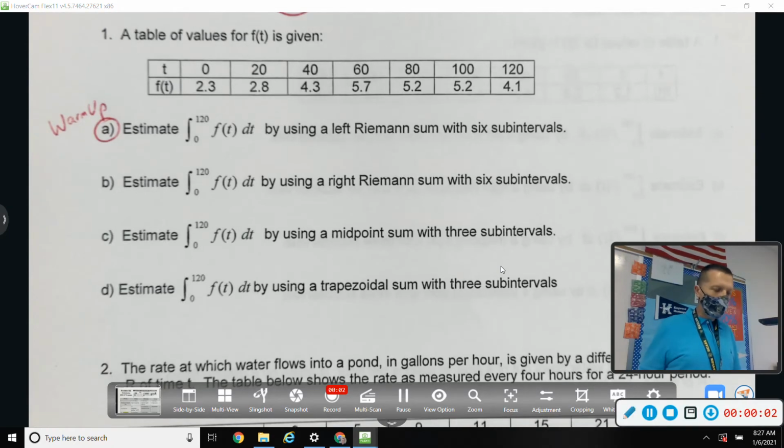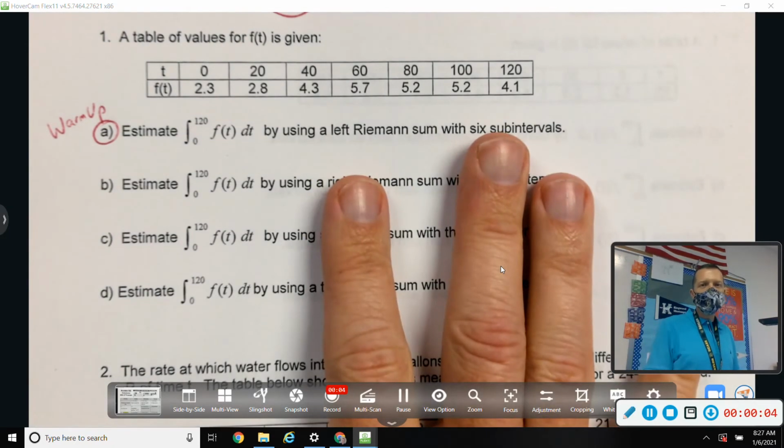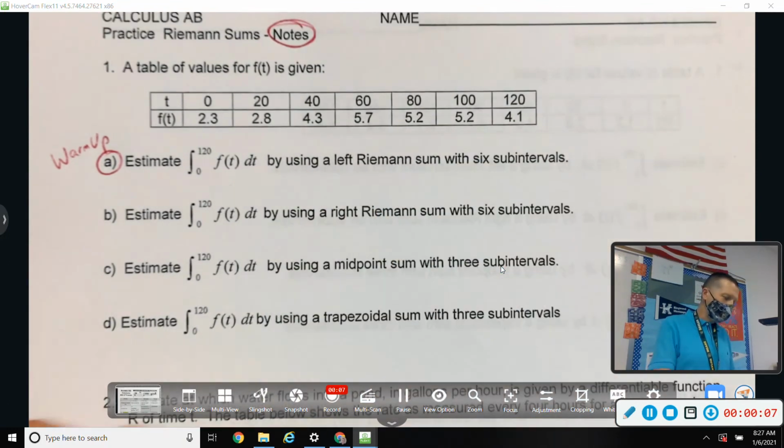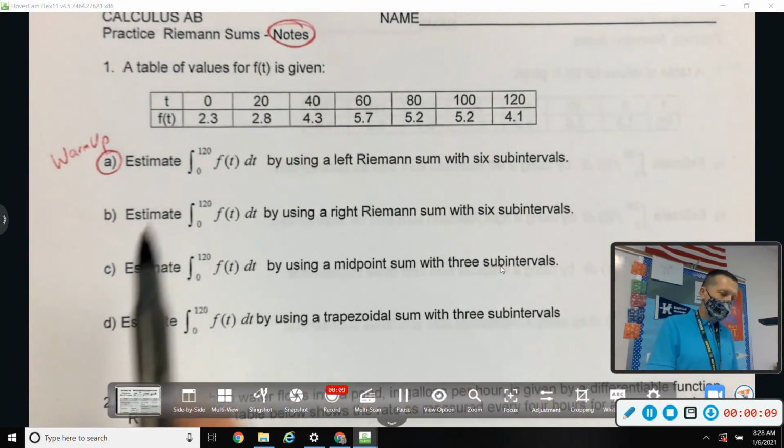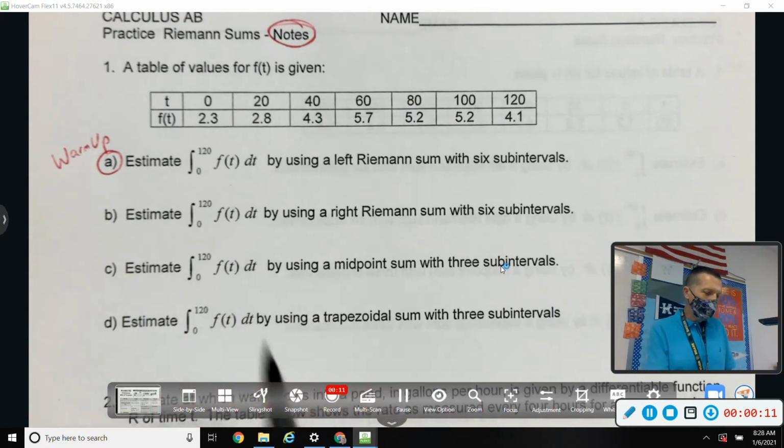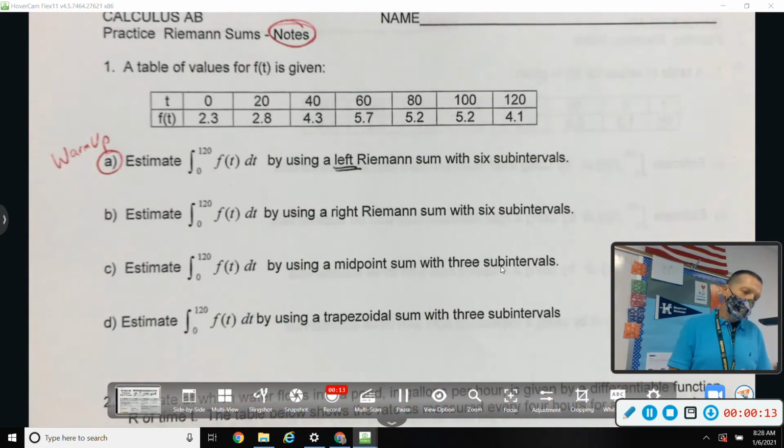Guys that are at home, this worksheet is posted in the Schoology folder. Make sure you're looking at the side that says Notes, and try 1A as a warm-up. Left Riemann Sum, and give it a try, then we'll go over it.